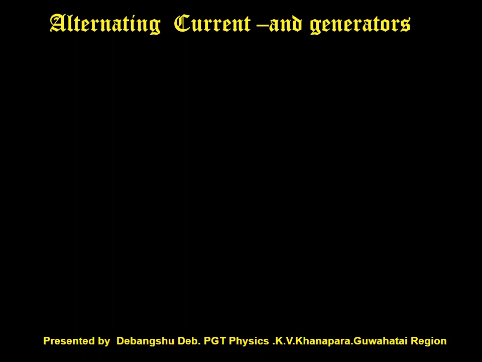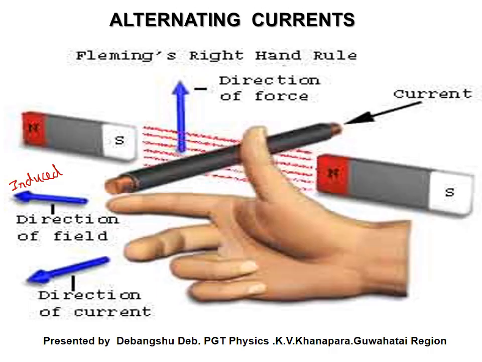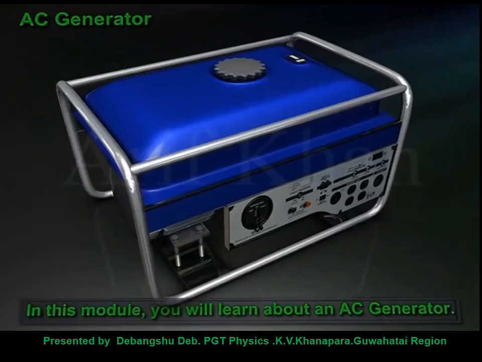Now let's come to the direction concept. The direction concept you can understand by Fleming's right hand rule. The first finger gives the direction of magnetic field. The second finger, or the middle finger, is the direction of current when the thumb is pointing towards the direction of force or the motion of the conductor. We'll be looking at this one. You can check. This is an AC generator.